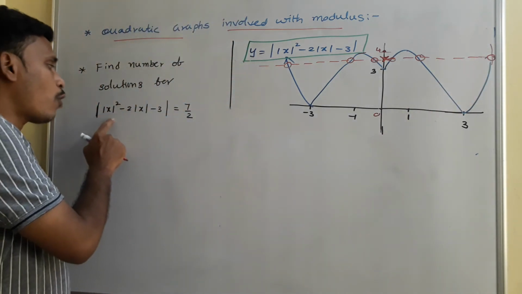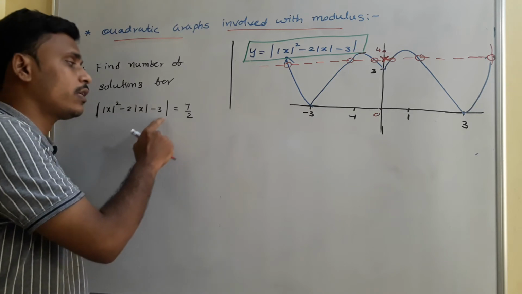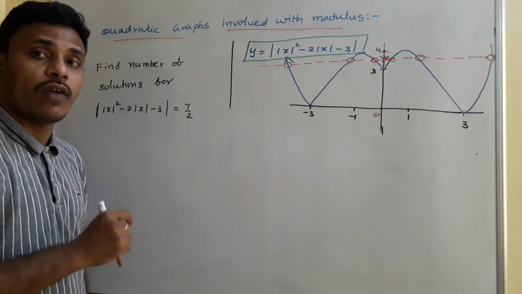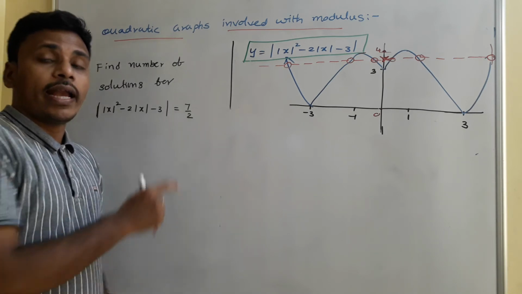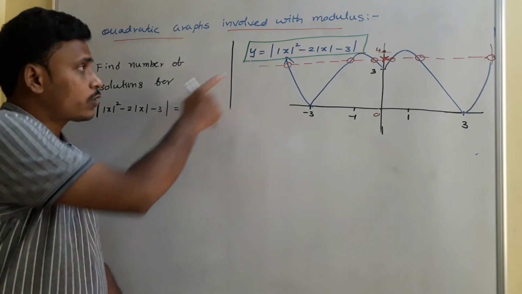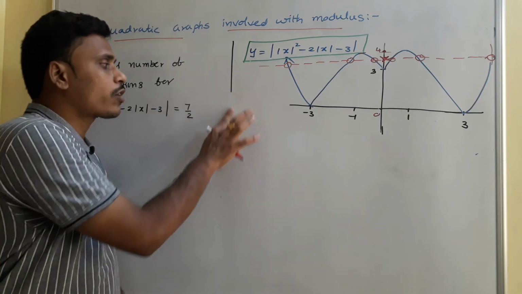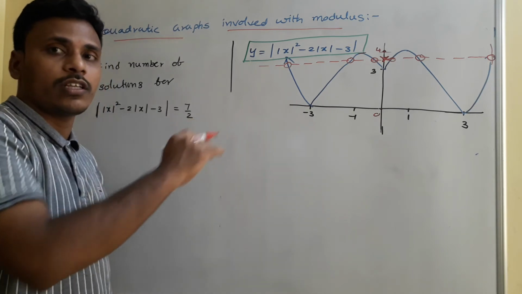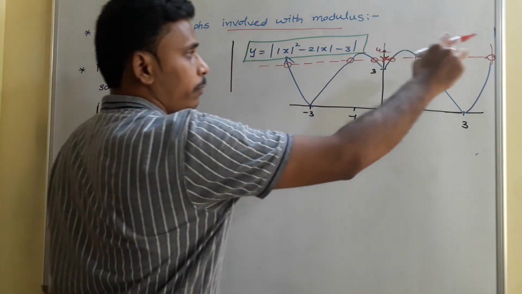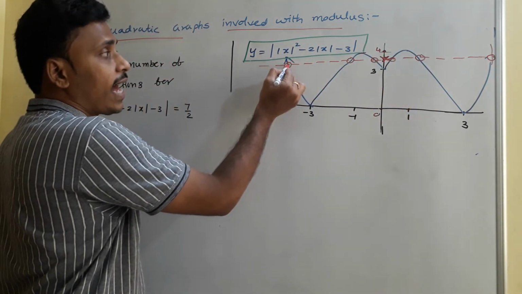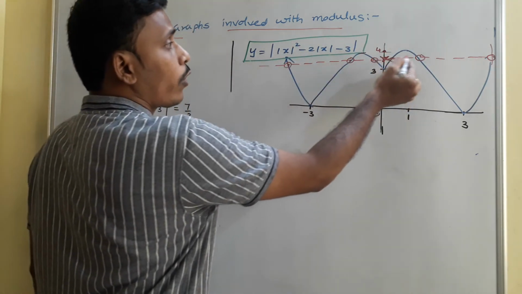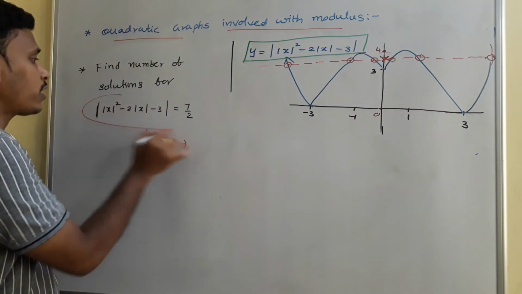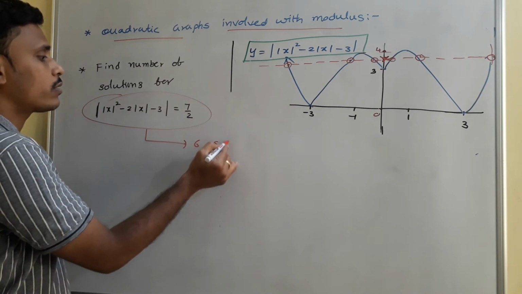See, the modulus of mod x square minus 2 mod x minus 3 is equal to 7 by 2 is given. We need to find the number of possible values for x. So at that point y is equal to 7 by 2. You need to sketch a parallel line to the x-axis at 7 by 2, which is simply sketching y is equal to 7 by 2. This is that line, and it intersects the graph, the blue colored line, at how many points? 6 points. So at the end it concludes that this particular equation has 6 solutions.